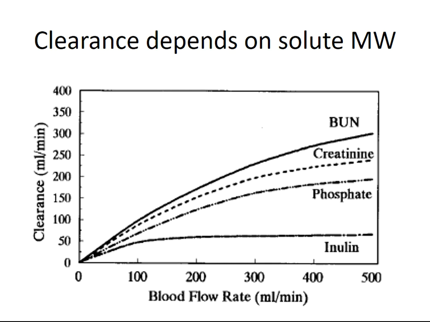Also, clearance depends on the solute molecular weight. Small solutes like urea have higher clearance values with increasing flow rate, while bigger molecules like inulin, which equals 5,200 Dalton, have a nearly flat clearance value with variable Qb.